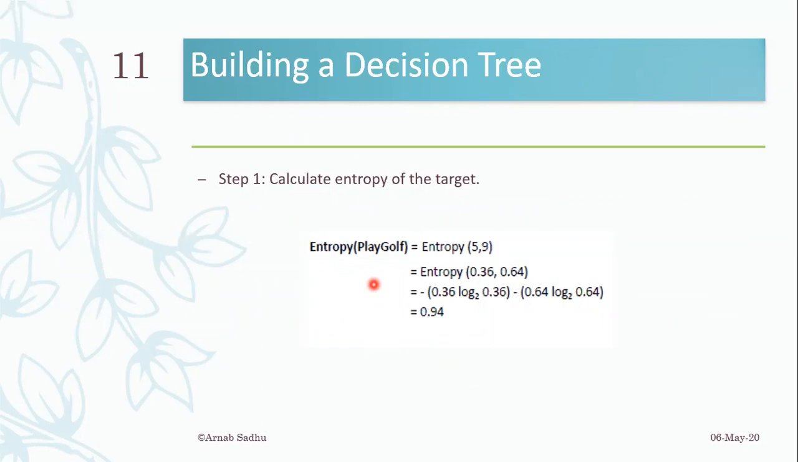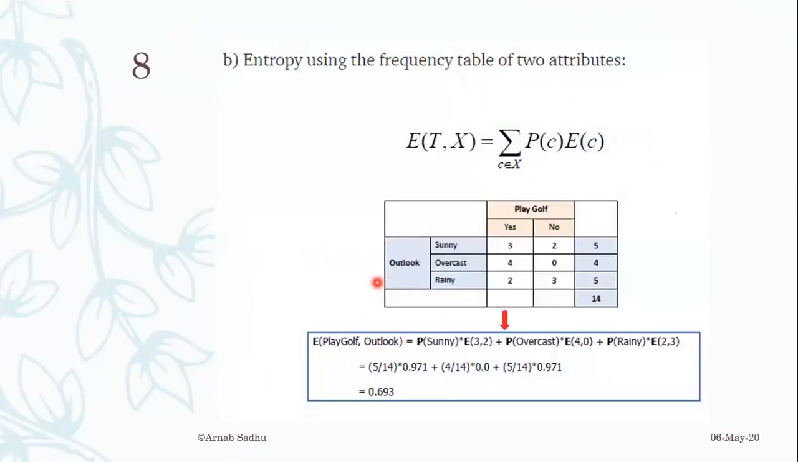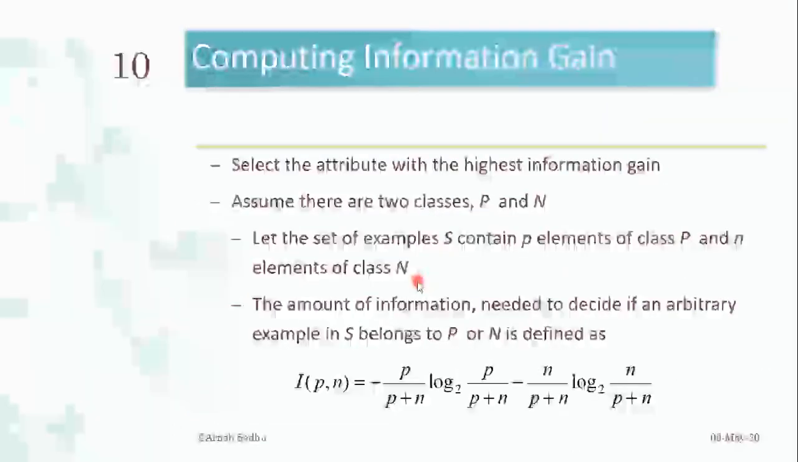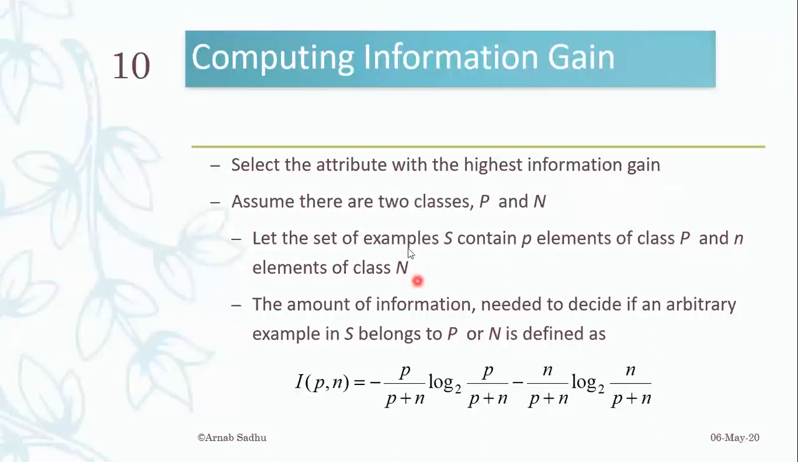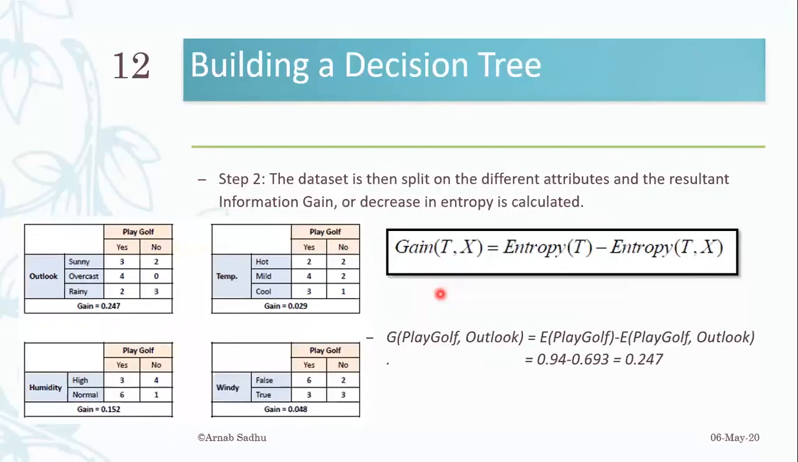Player is going to play yes or no. That was the decision attribute, and we had calculated that entropy earlier. Here we have calculated that entropy, which is 0.94. Yes/no entropy 0.94. That is the entropy of the target. Blind, if we want to take a blind decision, we are going to have an entropy of 0.94.